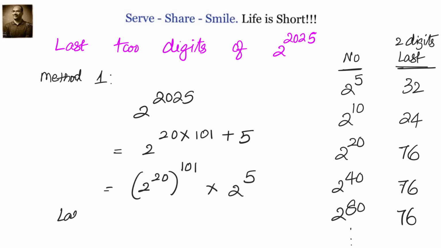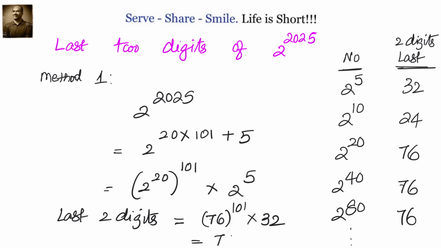And what is 2 power 5? 2 power 5 is 32. So when we want to find the last two digits of these numbers, which have last two digits 76 and 32, we have to multiply them. Remember that the last two digits of a number come only from the multiplication of the last two digits of the given numbers. So 76 into 32, you will get 2432. That means the last two digits are 32. So that is method number 1.